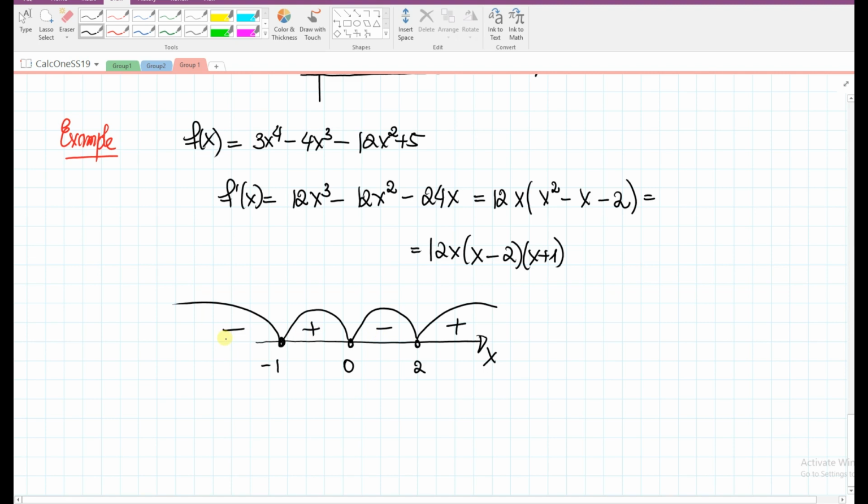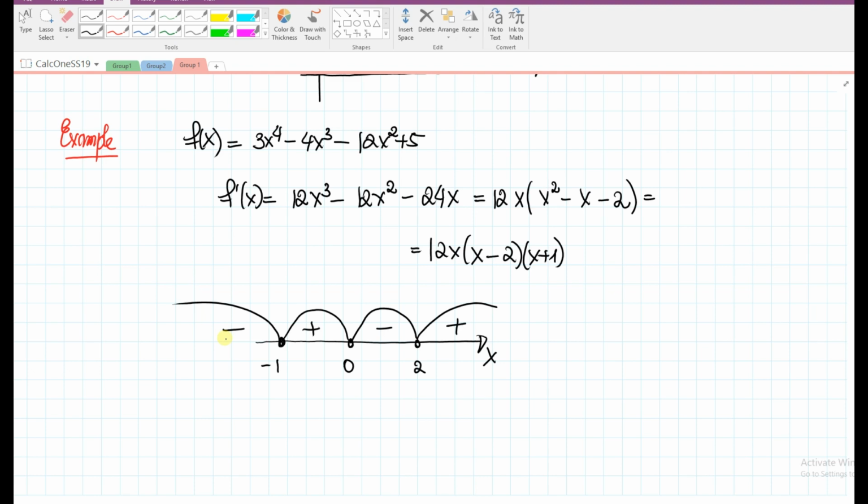For all the points where x is more than 2, the derivative of the function is positive. It means that the function is increasing in this region, from 2 until infinity, right? For all the points between 0 and 2, the derivative of the function is negative, so your function is decreasing here. For all the points here, your function is increasing. And for all the points here, your function is decreasing, okay?